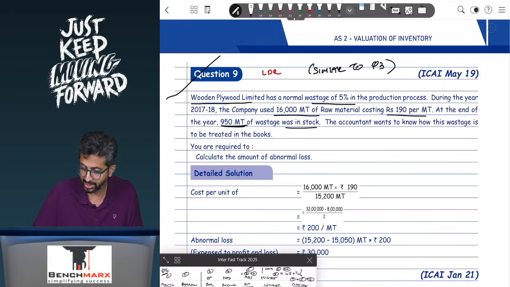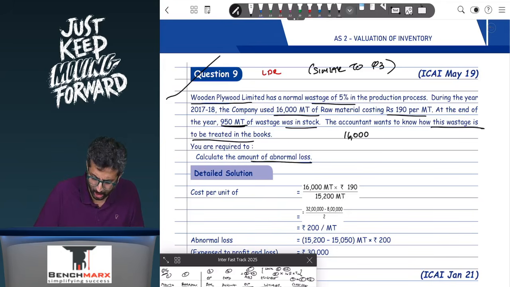Now, 16,000 into 5% would have given you 800 tons of loss. Actually, you had a loss of 950 tons, that is 150 abnormal. The accountant wants to know how the wastage is to be treated in the books. You are required to calculate abnormal loss. Now, for abnormal loss, I know it is 150 tons, but what is the cost?